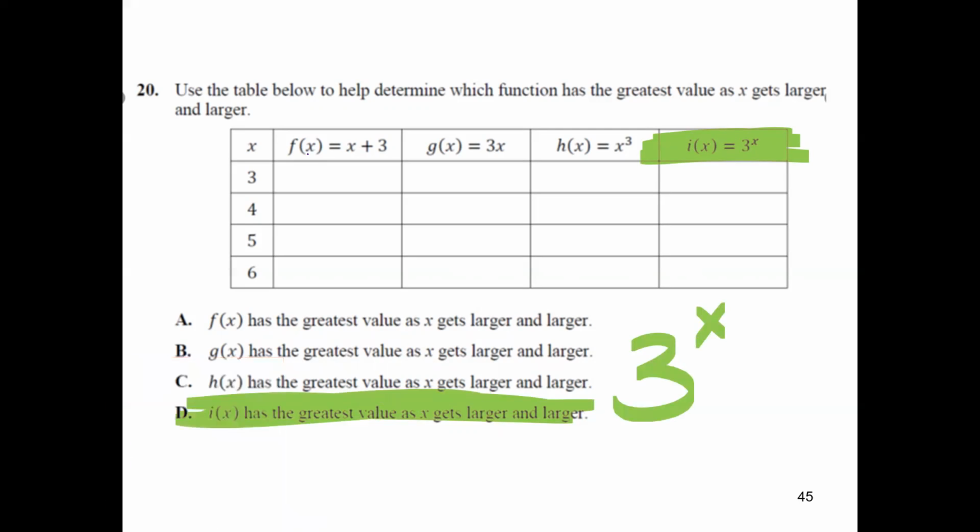If you're like, well, why not the first one? Well, the first one is a linear, so it's not going to go as high. This one is also a linear, so it's just going to be multiplied by 3. This right here is a cube, which still goes faster, but not as fast as the one with the exponent of x. So your answer is D as in dog.